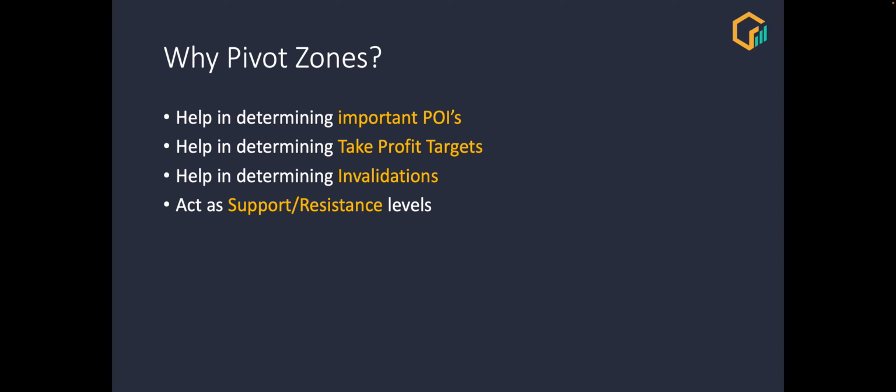So why the pivot zones? I just want to quickly recap this. Helping in determining important points of interest, take profit targets, invalidations, and they act as support resistance levels. We're going to discuss each of these in our examples, except for invalidations. It's a little bit more advanced, and the other 3 are also the main use cases in my opinion. And so the invalidations I will discuss, but in a later video. So let's dive into things.